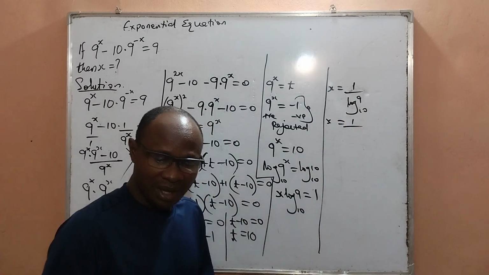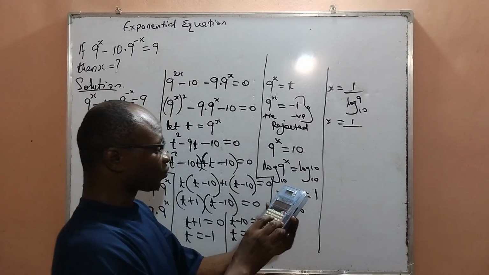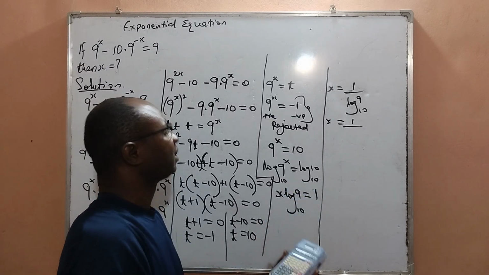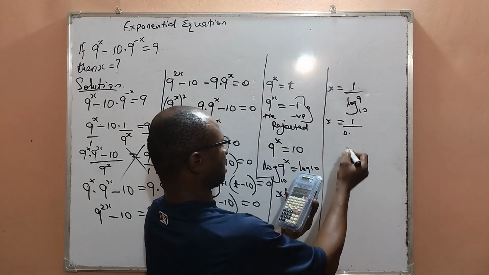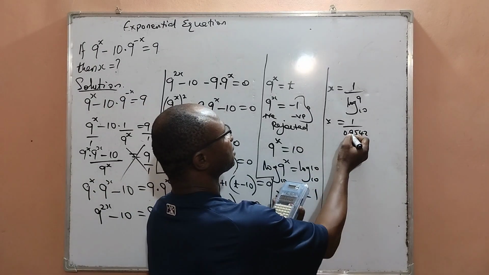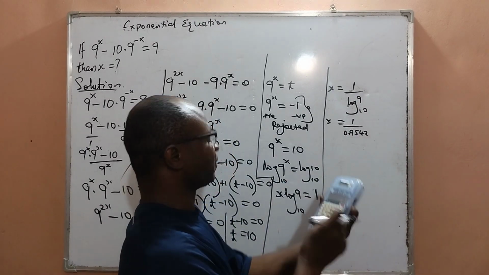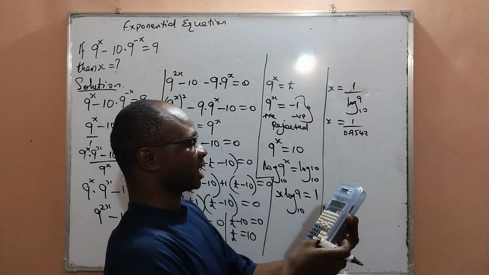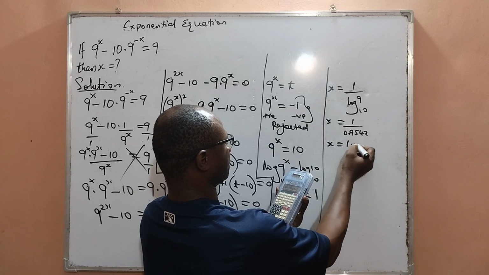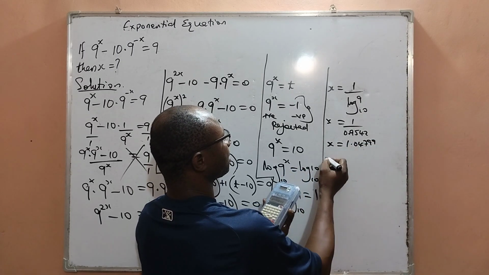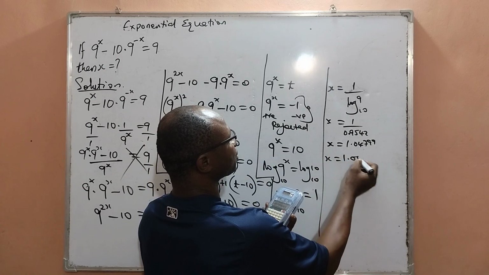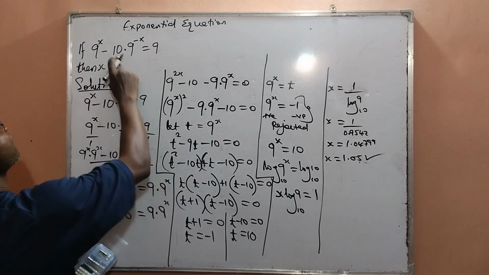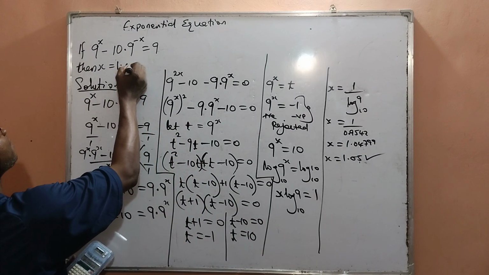So this is 1, but log 9, I can make use of calculator here. Log 9 to base 10 is going to give me 0.9542. Therefore, I will now divide 1 divided by 0.9542. This is now going to give me x equal to 1.04799. So x is approximately 1.05. That is the value of x. So what we are looking for here, which is the value of x, is 1.05.